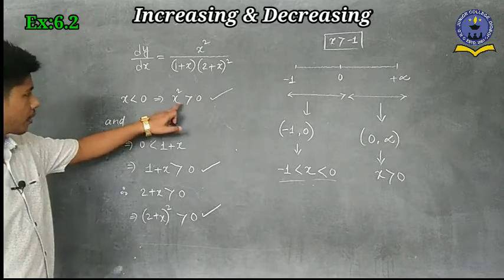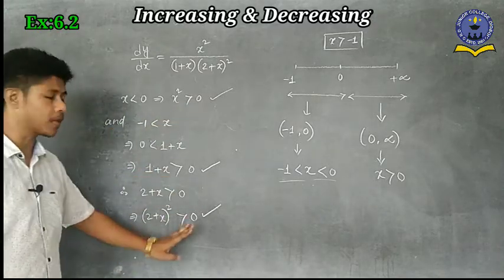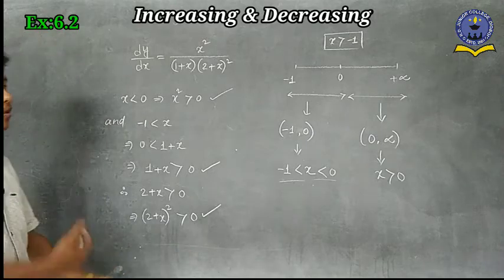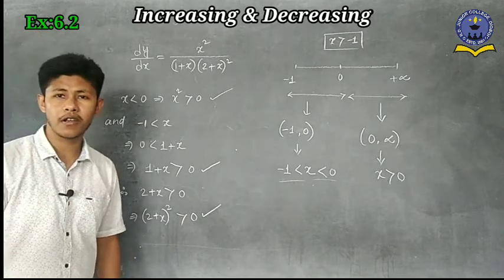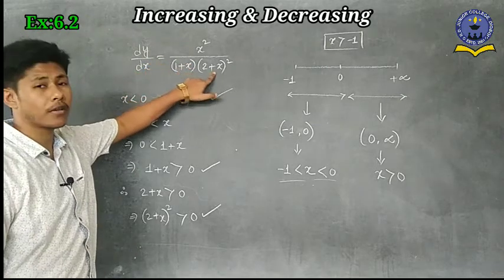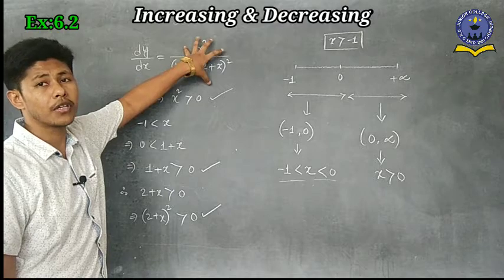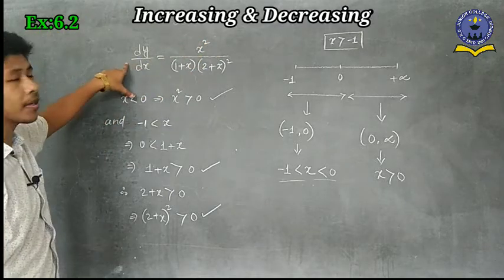So if you see these three results, x square is greater than 0, 1 plus x is greater than 0, and 2 plus x whole square is also greater than 0. That means all these three are positive values here. If these three are greater than 0, then what can we say here?